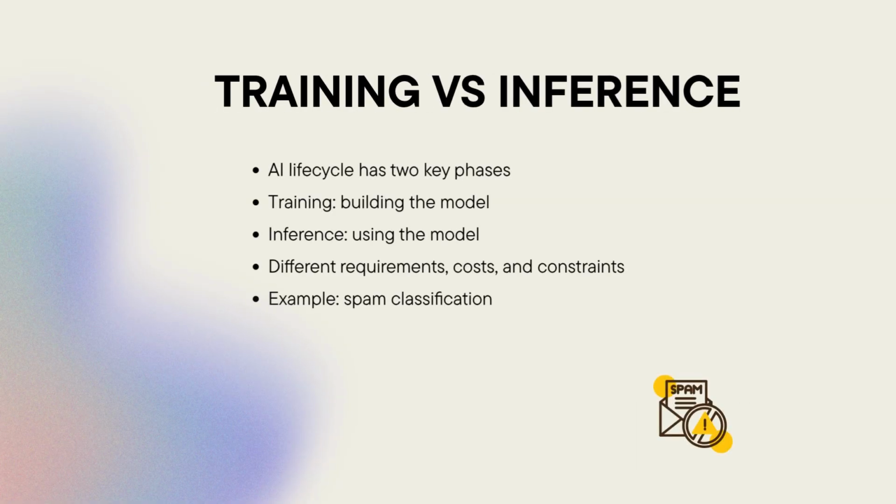This section focuses on two critical phases of the AI lifecycle: training and inference. Training is when the model is built, while inference is when the model is applied. Each has different requirements and constraints. To illustrate these differences, we'll walk through a spam classification example later in this lesson.